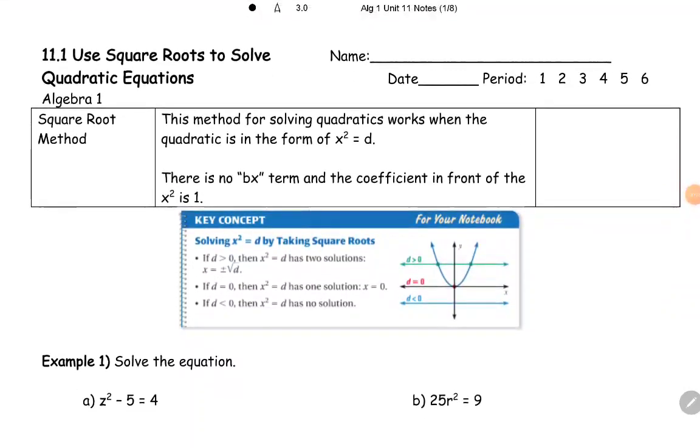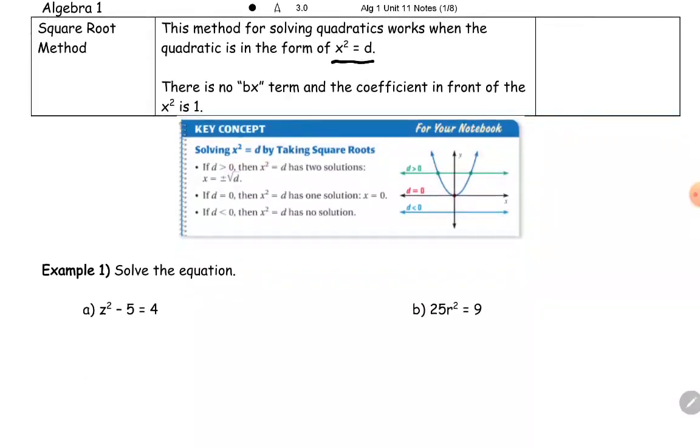Today we'll be using square roots to solve quadratic equations. The square root method is a method for solving quadratics when it is in the form x squared equals some number, d. There's no bx term, and the coefficient in front of x squared is 1.